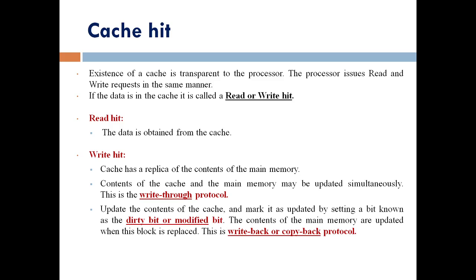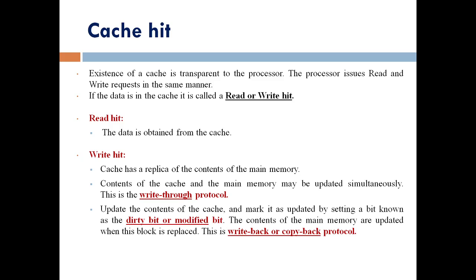So the existence of a cache is transparent to the processor. The processor issues a read and write request in the same manner. If the data is in the cache, it is called a read or write hit, meaning the data is obtained from the cache. When the processor wants to read data and that data is available in the cache, then it is called a read hit. Write hit means if it is able to do a successful write operation, then it is a write hit.